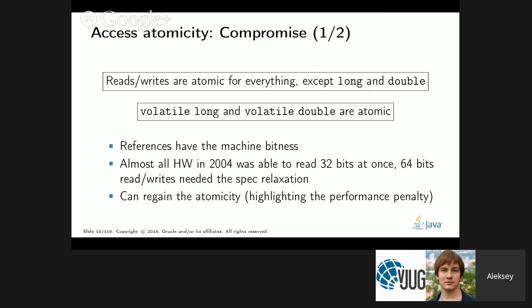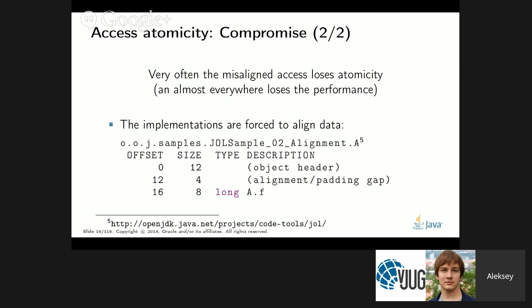And it is actually reasonable because back then, when the memory model was specified, most of the hardware was actually 32 bits. 64-bit hardware was not ubiquitous at all. So it was a sane thing to do. If we required the atomicity for long and doubles, then we would have performance penalties for all the hardware right now.